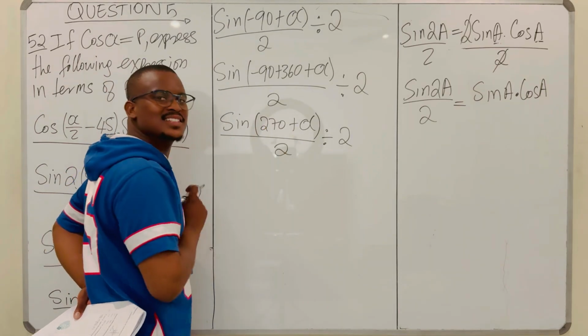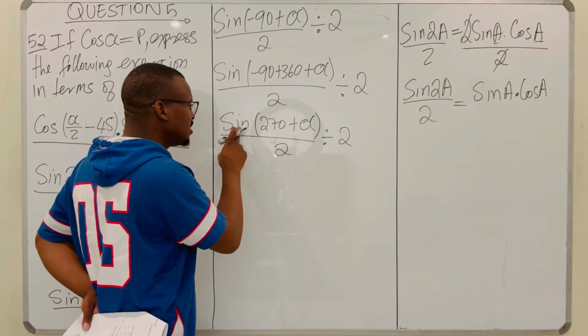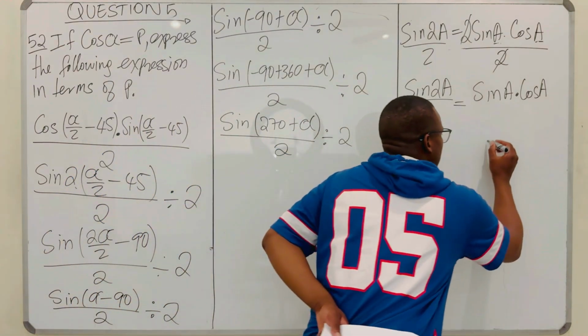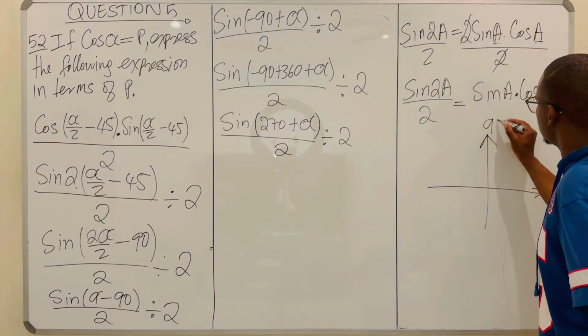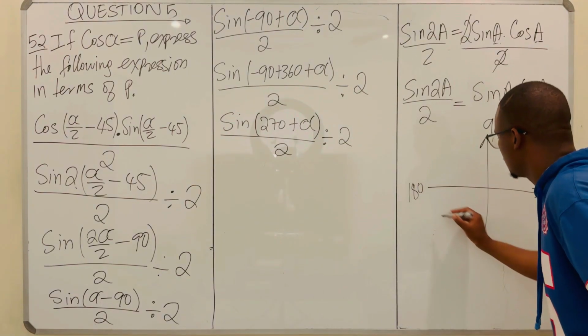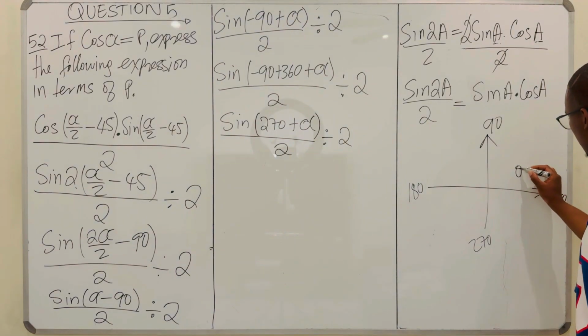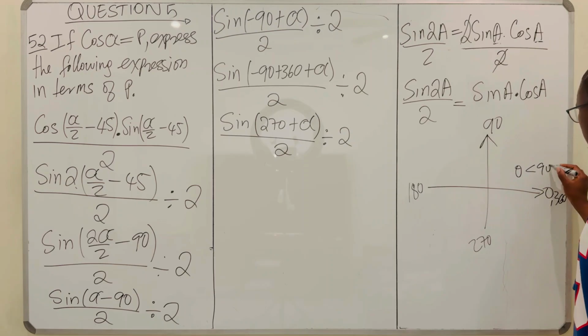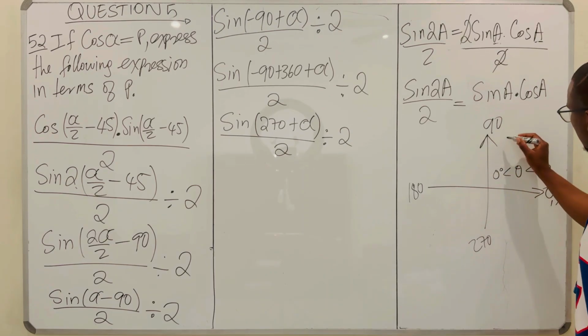Where is 270 plus? 270 plus is on the 4th quadrant, right? Let me just do that thing. Let me just have it here. So I have 0, I have 90, I have 180, I have 270, and I have 360 here. So the values of theta are acute angles. They are less than 90 and more than 0 degrees. So all the values are here. They are less than 90.